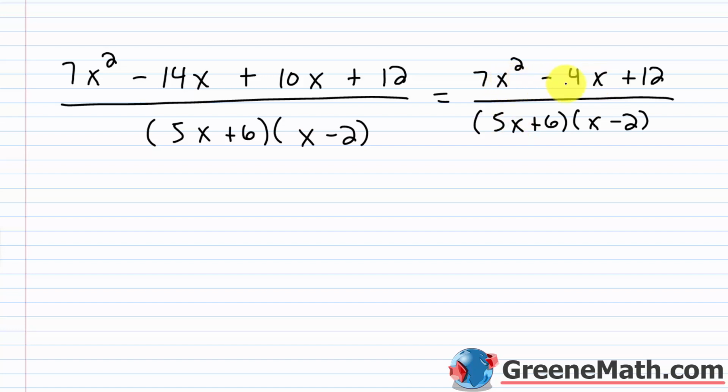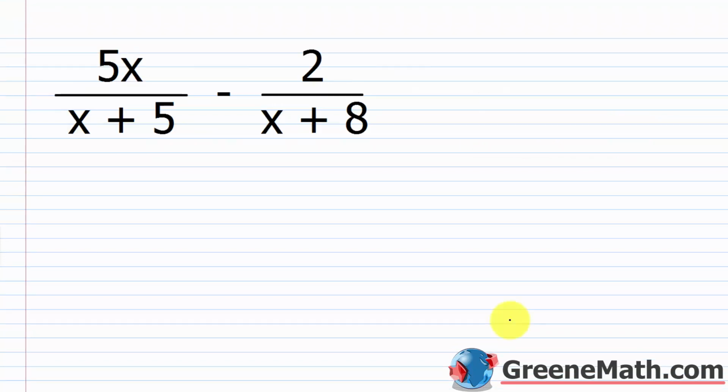We have (7x squared minus 4x plus 12) over the quantity 5x plus 6 times the quantity x minus 2. And we leave our denominator in factored form just to show that we can't cancel anything else, right? We're just going to leave it that way. All right, what about 5x over x plus 5 minus 2 over x plus 8?